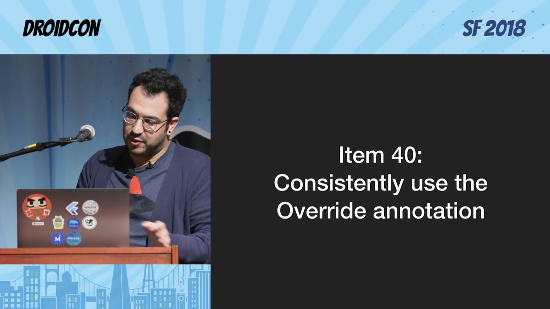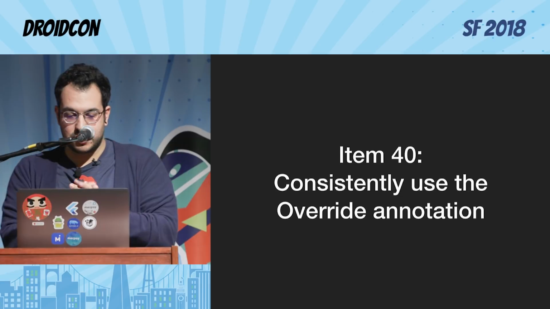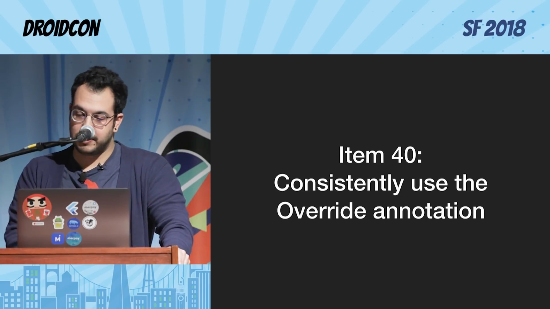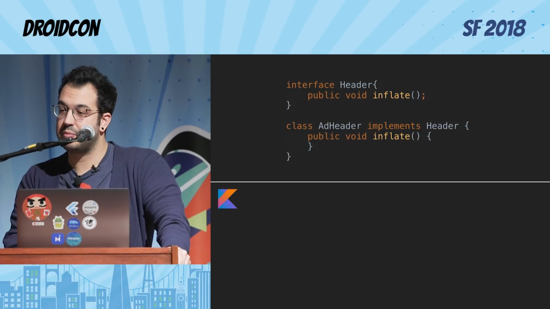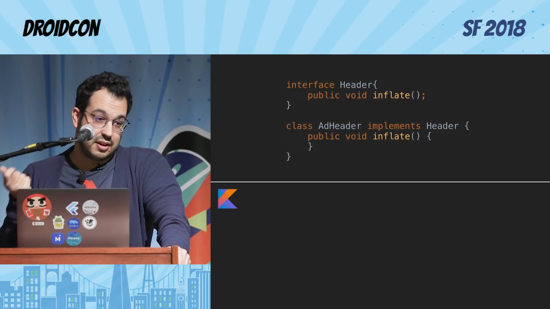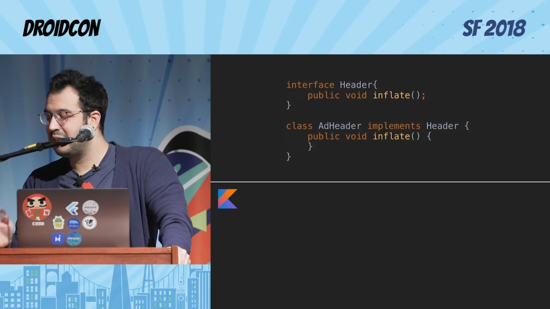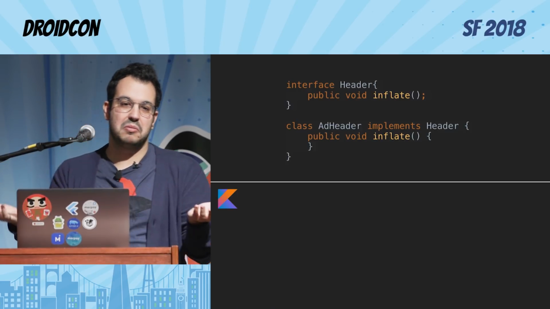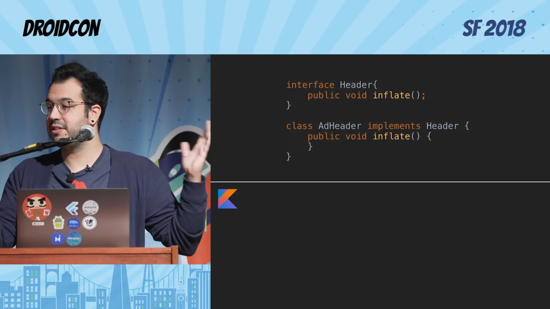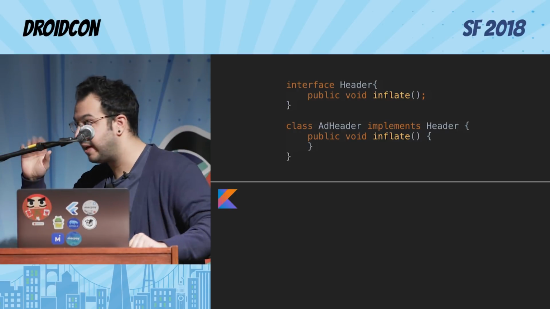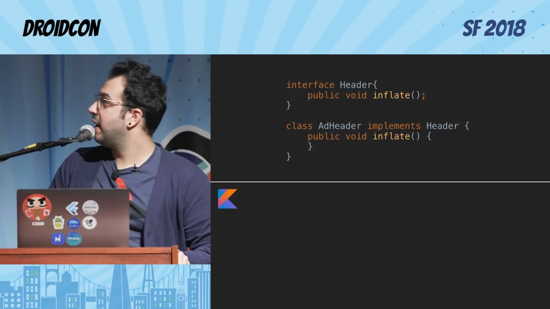So let's talk about item 40. Consistently use the override annotation. This is really funny. We don't do this. We just forget, because, listen, our goal in life is to compile code. We don't care about the code that is showing on the phone. We just want to compile and say, hey, it's done. I'm good. I'm leaving now. Bye. I'm not leaving, sorry.